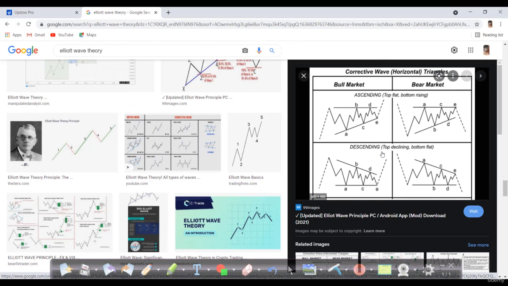Okay, hope you got my point. The main takeaway from the whole Elliott theory is, if you know the price action, you know the Elliott theory. That's it, nothing more than that.